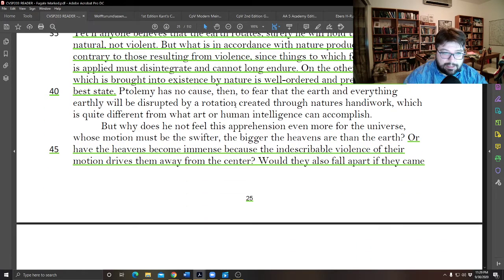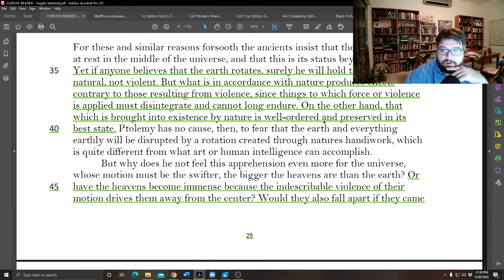And he even uses this as an argument, saying, well, now I can explain, if circular motion is natural to things other than the heavens, to the earth, then things on the earth, like the birds, are undergoing both circular motion and straight motion at the same time. And they can do so without that making them fly to pieces or anything, because it's natural. And what is natural, as we see here, endures and is well ordered and preserved in its best state.